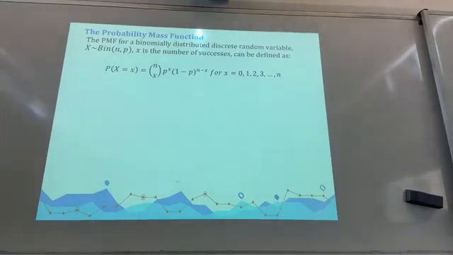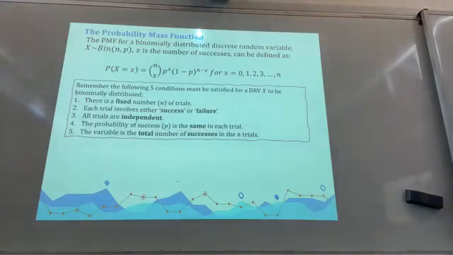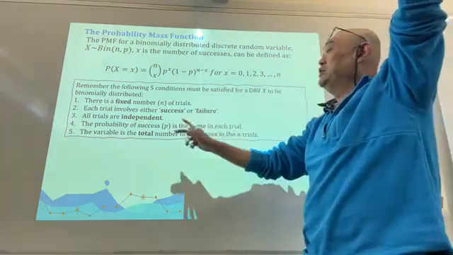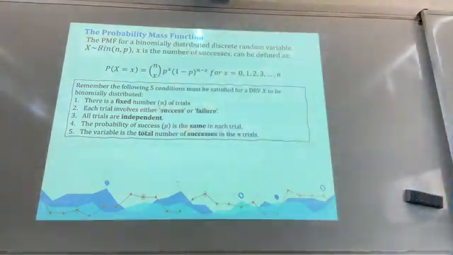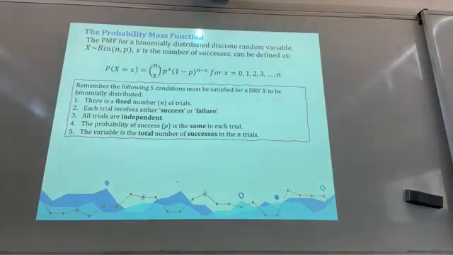Now I'm going to summarize the conditions for this to occur. The following 5 conditions must be satisfied for a discrete random variable X to be binomially distributed. 1. There's always a fixed number of trials. For example, there are 4 questions only. There's not 5, there's not 6. You're always fixed to 4 questions. 2. Each trial involves either success or failure. 1 is success, 0 is failure.